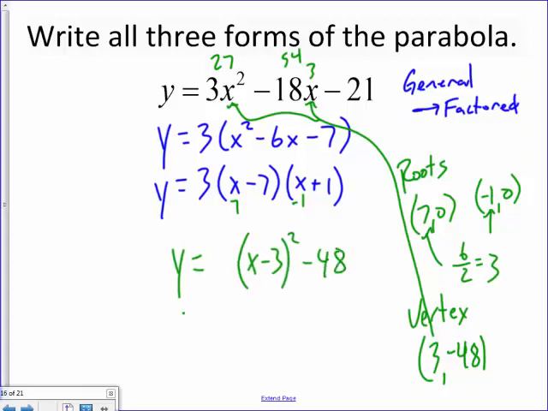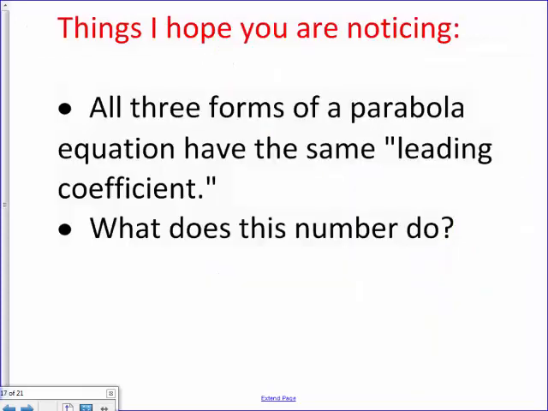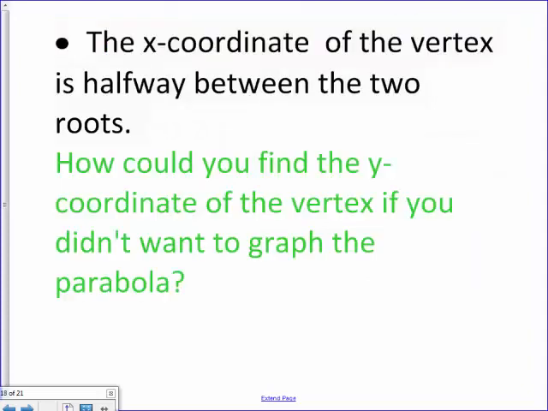And for the vertical stretch out front, it should just match. So we got a 3, we got a 3. This should also be a 3. So there's all three forms. The things we notice: they all have the same vertical stretch, the same leading coefficient, right? We already just talked about that. That leading coefficient gives it its vertical stretch.